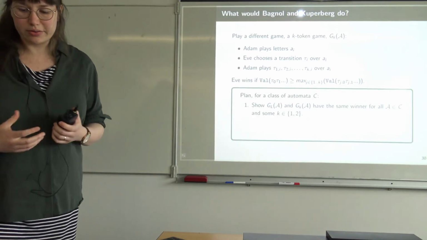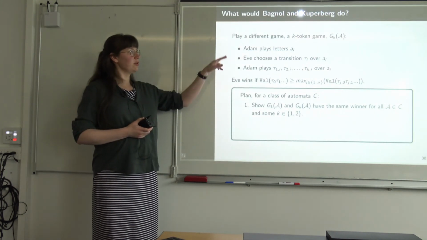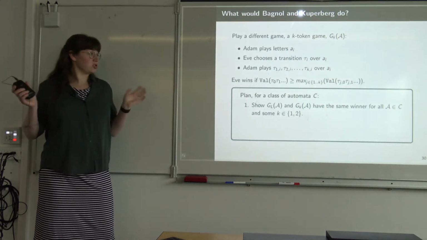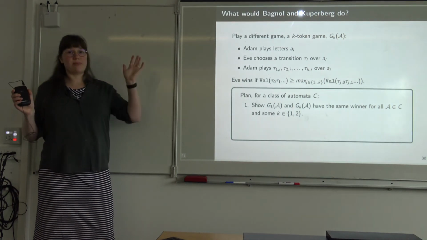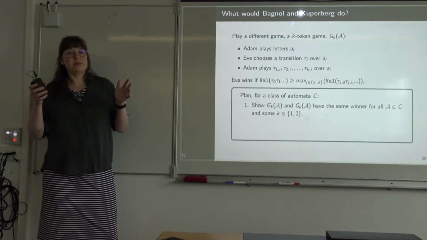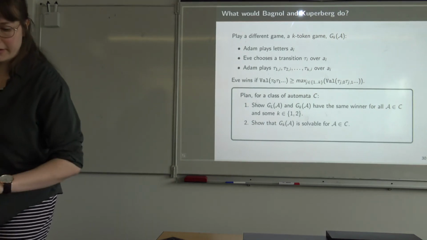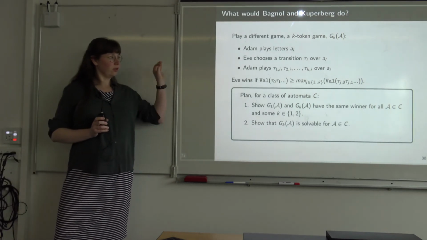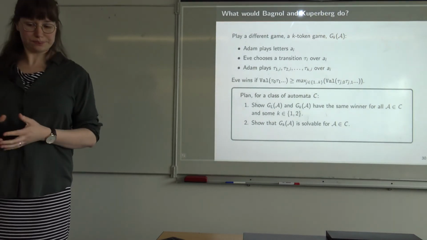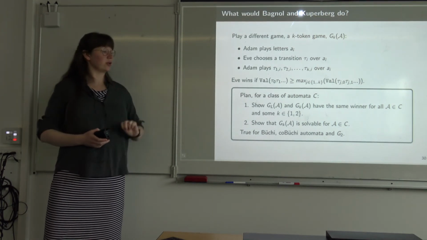So then, if we want to decide history determinism for a class of automata C, one way of doing that is to show that this game, for some number of tokens, namely 1 or 2, has the same winner as this letter game where Eve has to just build the best run. And the idea is that Adam, by playing these runs, gives Eve some extra information, but because he's playing several tokens, maybe that information doesn't actually help Eve. So if we can show that these games are equivalent, and if we can show that we can solve the token game with either 1 or 2 tokens for this class of automata, well, then we have an algorithm to decide history determinism. And this was a strategy that worked in the omega regular setting for Büchi and co-Büchi automata using the 2-token version of this game.